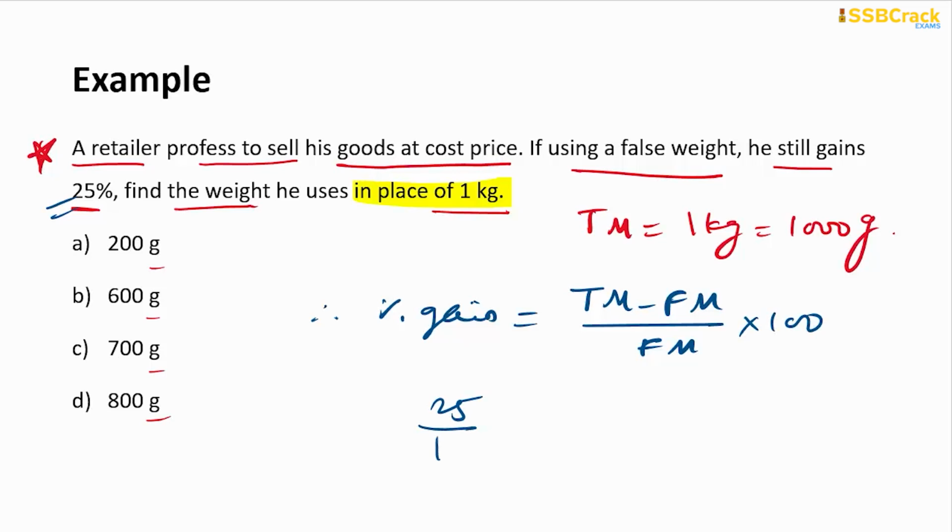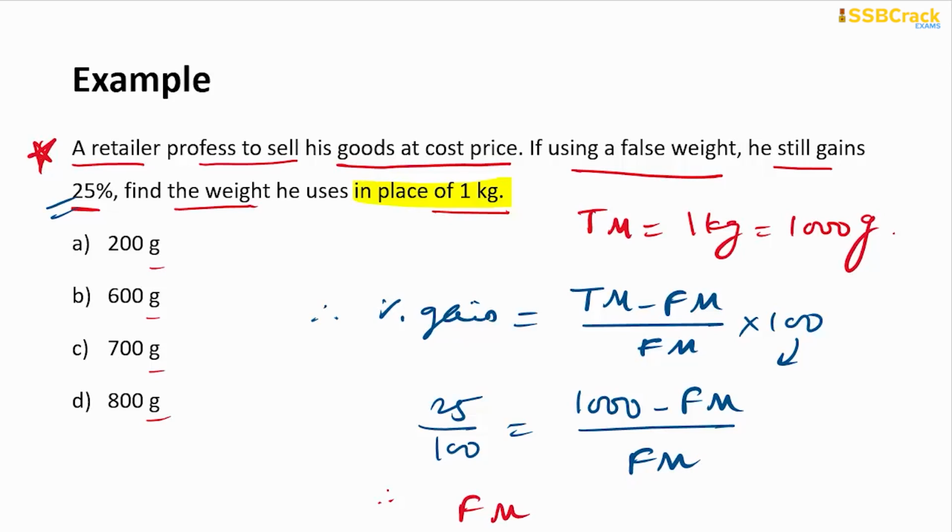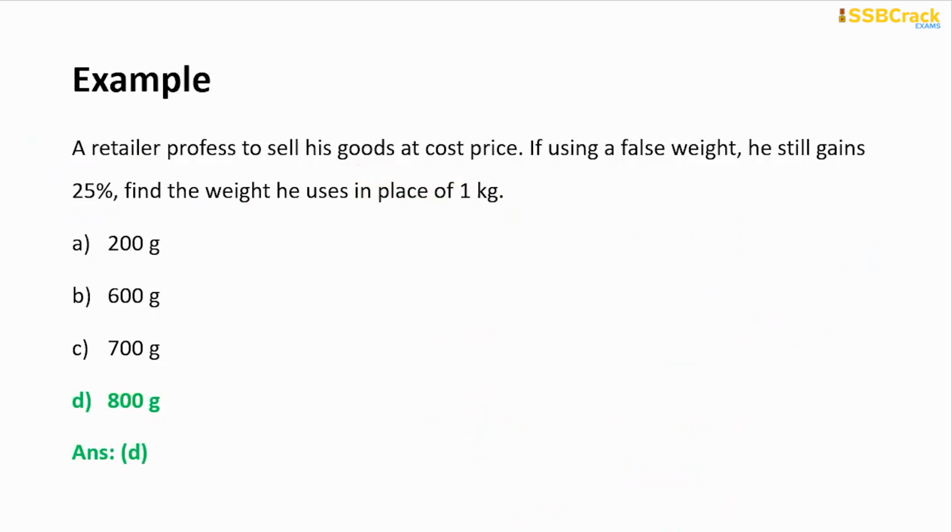Gain percent we have 25. So 25 by 100 I would write, because this 100 I have taken to the left side. Tm is known to us, 1000 minus Fm, which is unknown, upon Fm. If you solve this by cross multiplying, you can get Fm equals 800 grams. You can check it easily. You can simplify 25 by 100 as 1 by 4. Cross multiply and solve for Fm, and you are going to get this answer. And the key for this particular question is option D.